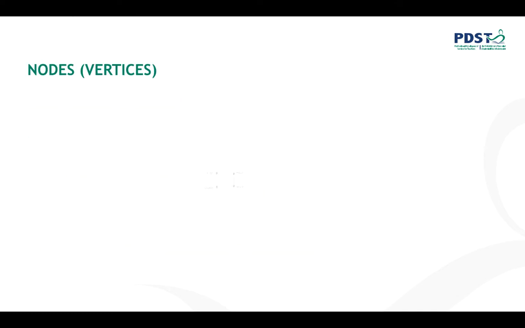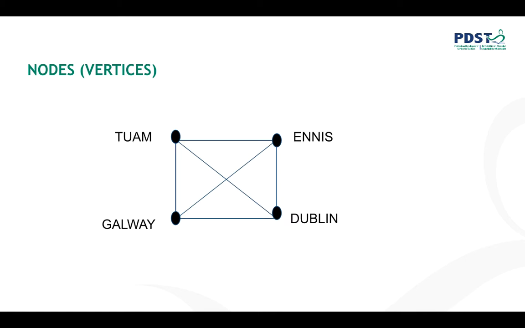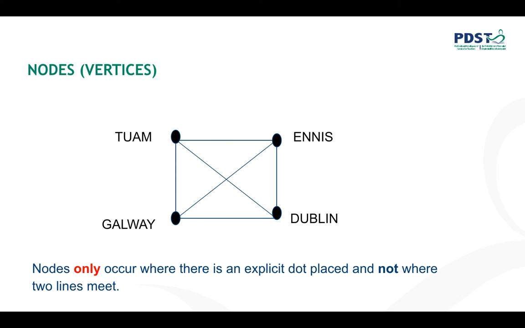Okay, let's have a look at the nodes. So in this case, we have 4 nodes, and nodes have to be denoted by a dot. So we'll see we have 2 crisscrossing lines in the middle. There's no dot there, which means that the lines or the connections don't actually meet at that crisscross in the center. So the vertices meet at 4 points on the edge of that square in the diagram. So again, nodes only occur where there is an explicit dot placed and not where 2 lines meet.